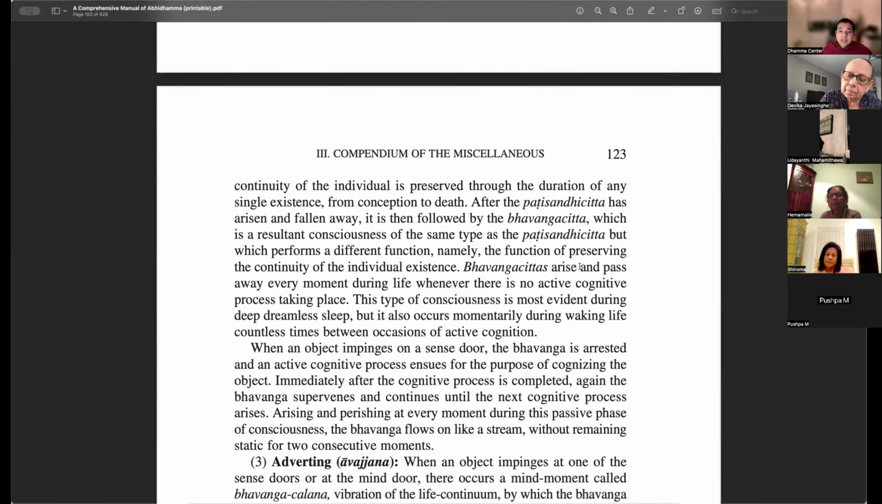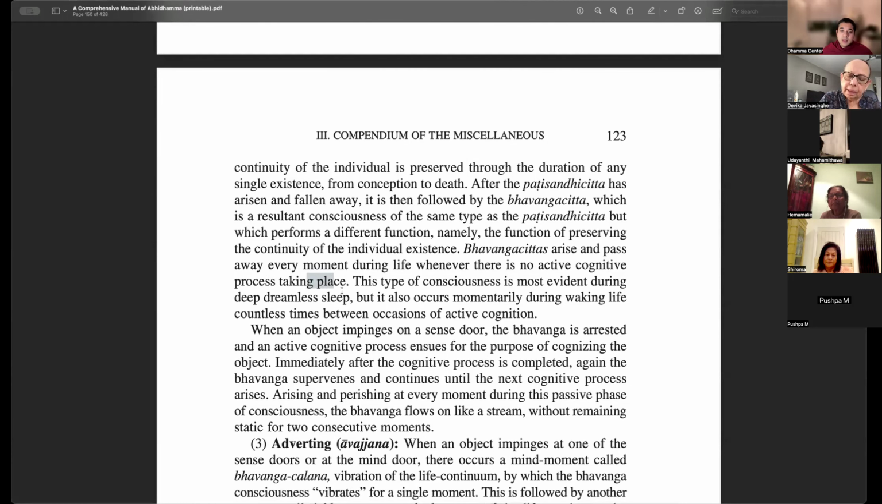Bhavanga chittas arise and pass every moment during life whenever there is no active cognitive process taking place. This type of consciousness is more evident during deep dreamless sleep, but it also occurs momentarily during waking life countless times between occasions of active cognition.